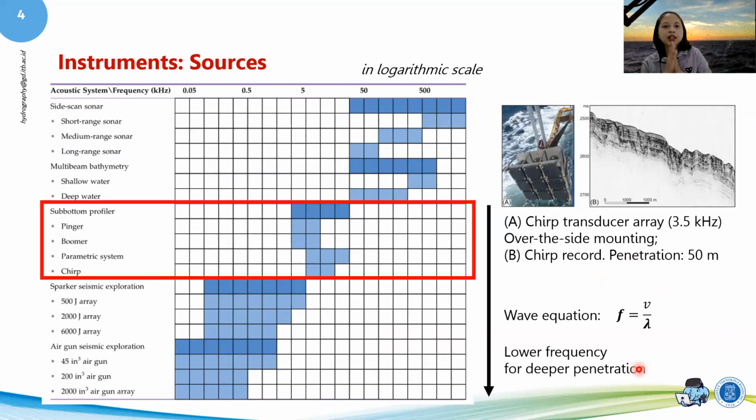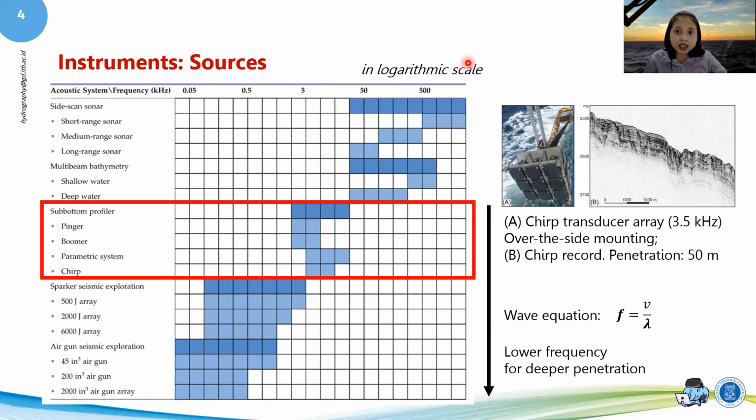Now for the instrument, for the sources, of course, we're not talking about side scan or multibeam in here. We're just talking about the ones that penetrate below the seafloor. So the first one is the SBP. I think you all know that sometimes we have pinger, sometimes boomer, sometimes chirper. The difference is basically only the frequency range of the instrument.